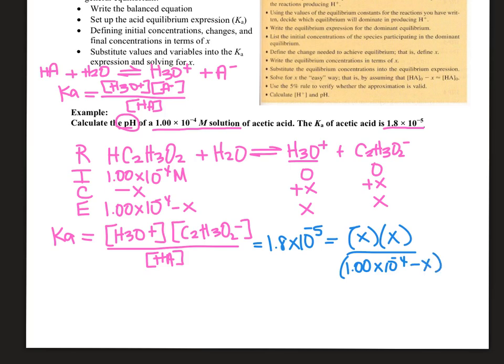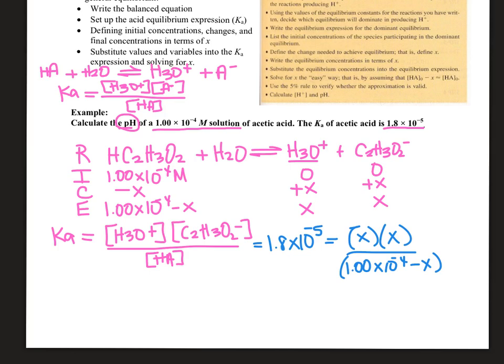Now here is a really important scenario. Remember, on the AP exam, they're never going to ask you to do a quadratic formula. But if you were to try to solve this, you would end up with a quadratic. You can use a quadratic formula solver if you are taking this in college, but it's not necessary for the AP exam. Instead, we look at what's happening here.